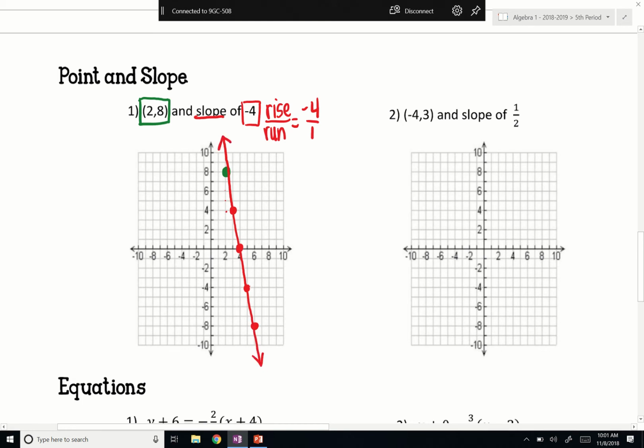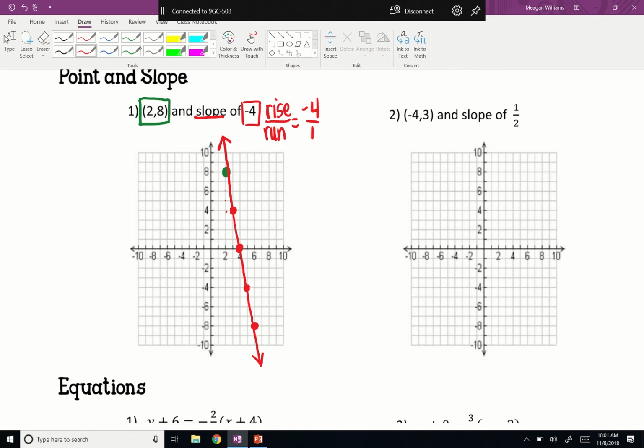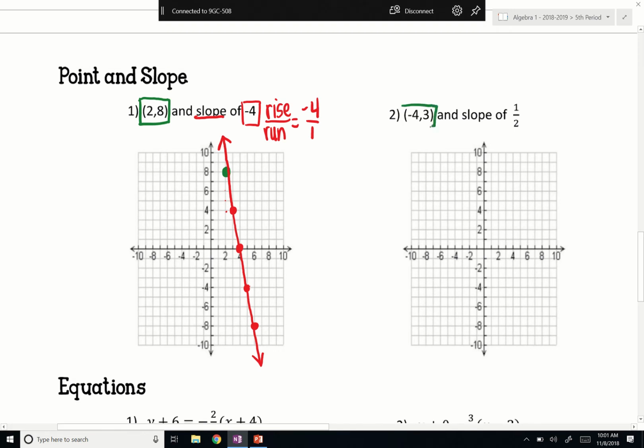Now, just remember, you always end in what? Arrows. And you have to be all the way off the graph. Understand? Are we okay? Let's look at number 2. What did they give me in number 2? A point and a slope. So what should I do? Go plot that point. Where do I go? Left 4, up 3. I'm going to put a dot. There's the point they gave me.